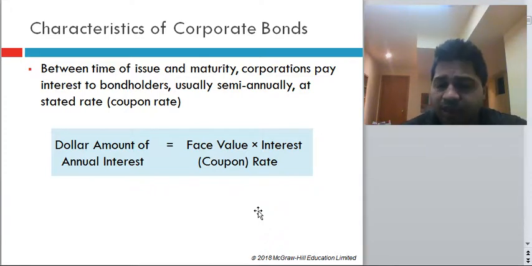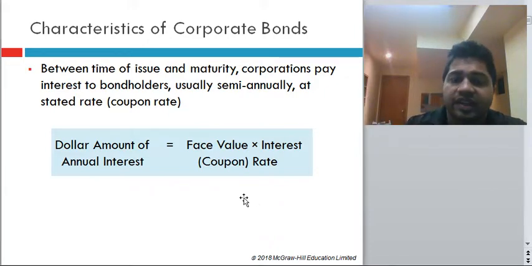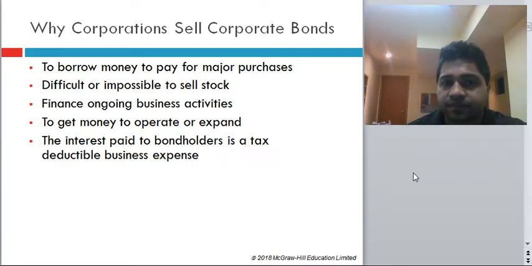Now, between the time of issue and maturity, the corporation pays interest to bondholders, and usually in North America it is semi-annual, and the rate is mentioned in the bond indenture. So the rate is generally fixed. There are some bonds where the rate changes, but in a vanilla setting, the rate is generally fixed. So the dollar amount of annual interest, or the cash flows that you get, is face value times interest rate.